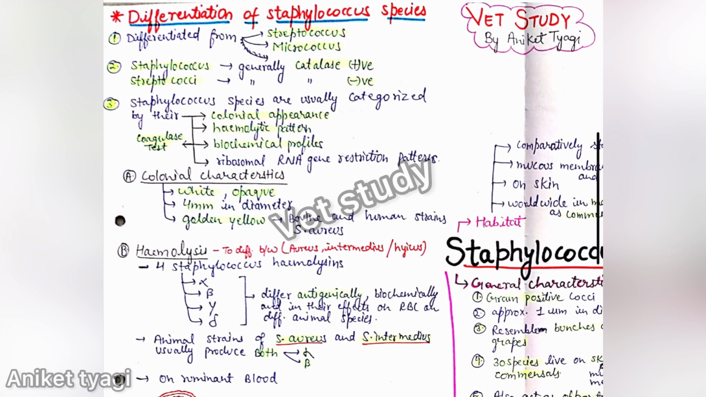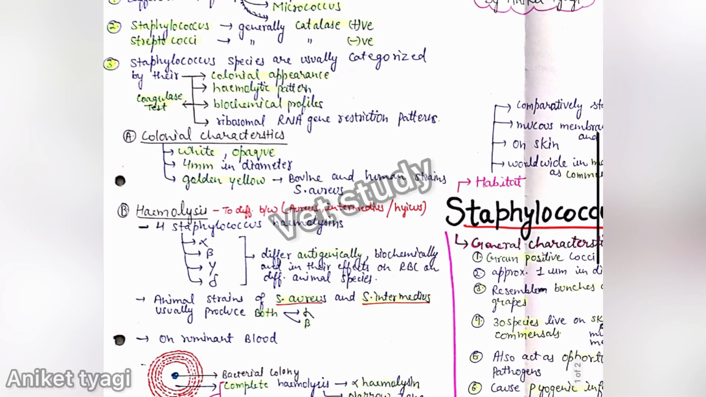Staphylococcus species are usually categorized by their colony appearance, hemolytic pattern, and biochemical profile. Apart from this, the ribosomal RNA gene restriction pattern is also used to differentiate or categorize them. And the coagulase test is also important. So these 5 things are very important to categorize the several Staphylococcus species. So we will talk about them one by one. The first is the colony characteristic.